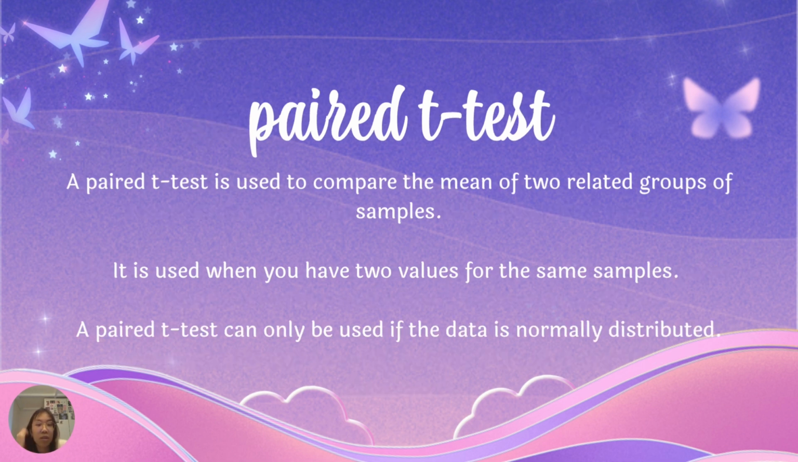And then we have a paired t-test. So a paired t-test is used to compare the mean of two related groups of samples, and it's used when you have two values for the same samples. And a paired t-test can also only be used if the data is normally distributed.